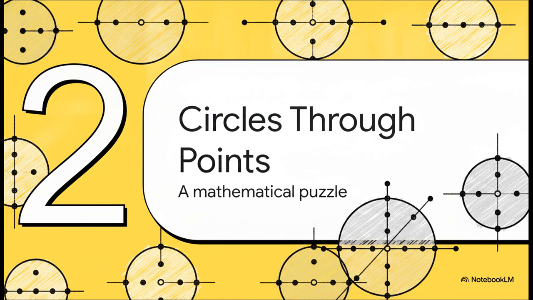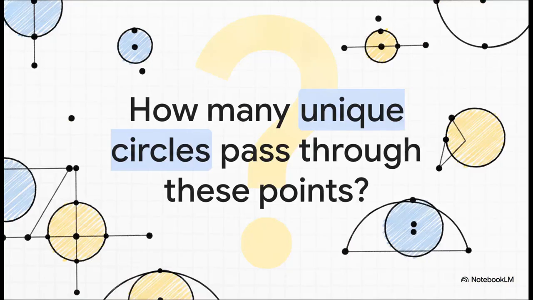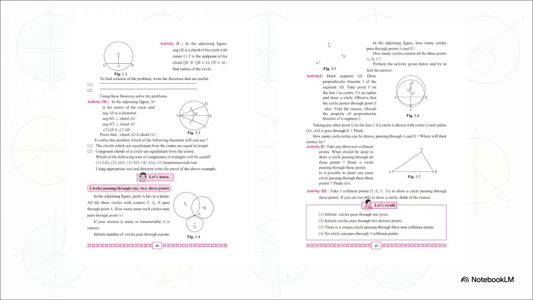Circles through given points. Now, before we dive into the rules, I want you to ask yourselves this fundamental question. If you place a certain number of dots on a piece of paper, how many unique circles can you draw that perfectly trace through every single one of those dots? Well, let's think about it.